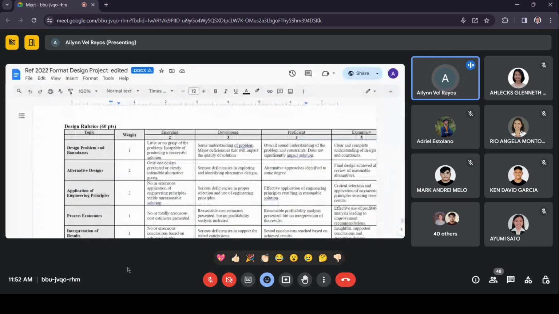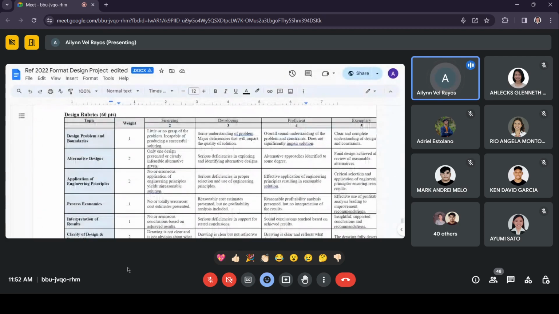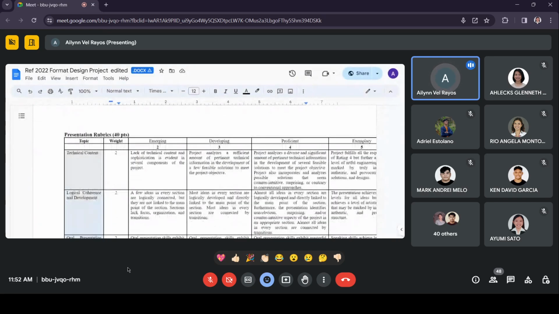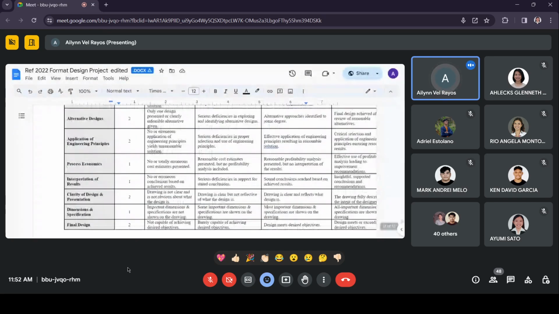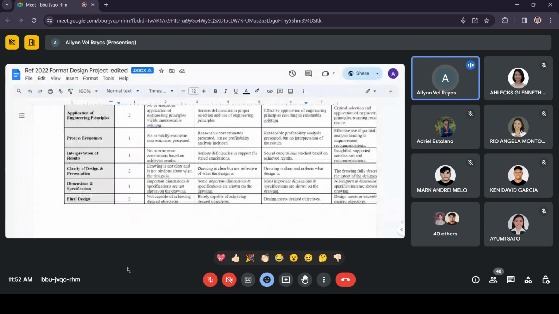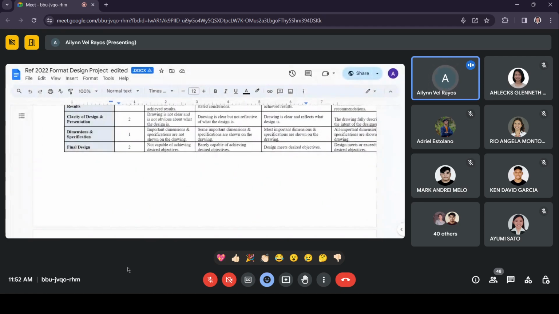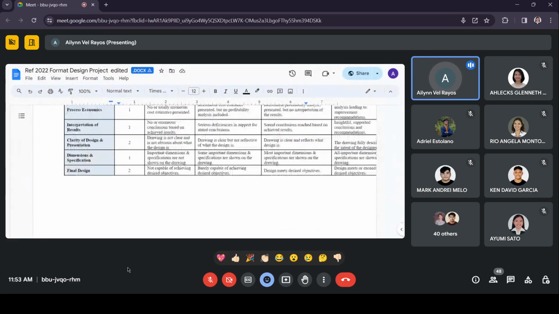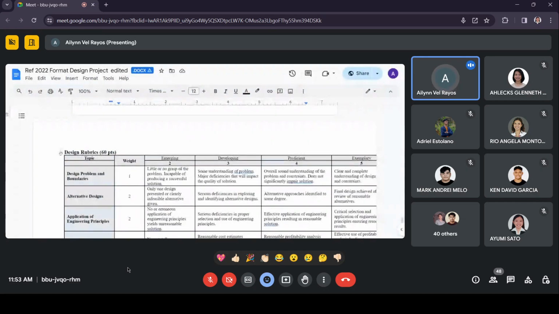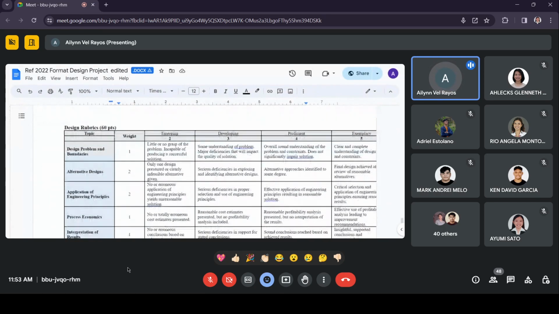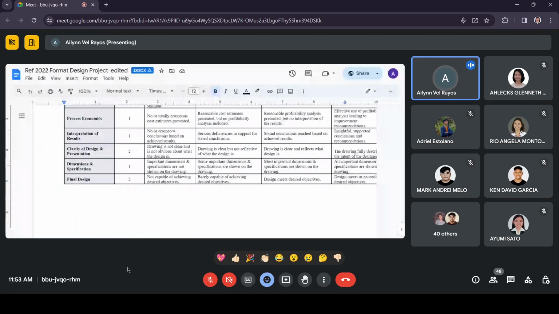So also, meron din tayong design rubrics. So 60 points is for the paper, and then 40 points is for the presentation. This is individual. Pero syempre sa paper para siya, pero for presentation, depende kung ano yung performance ng kada member of the group. Okay? So this design rubrics also, nakalagay doon yung pinaka naging contribution ng kada member. So yan, magiging guide din yon kung saan manggagaling yung 60 points nyo.